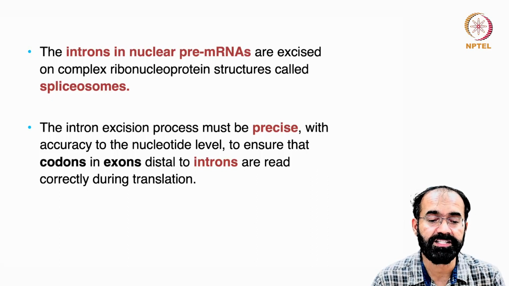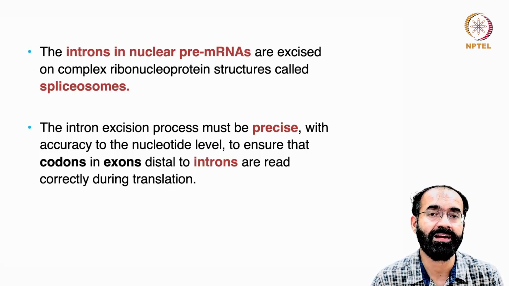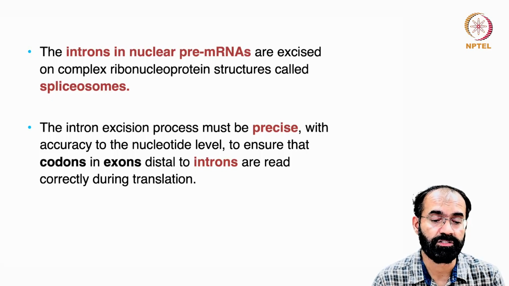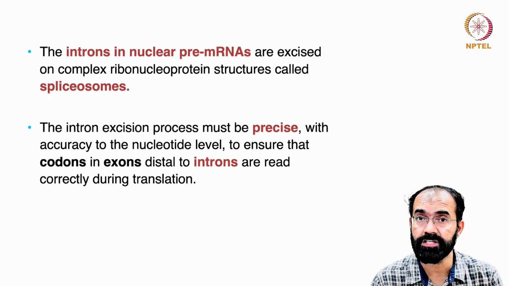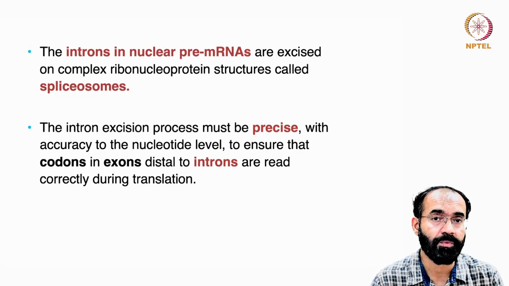So the intron excision process must be precise with accuracy to the single nucleotide level. You cannot have more accuracy than a single nucleotide. You cannot go to a half nucleotide level, because the maximum precision you can have is at the single nucleotide level. This is to ensure that the codons in the exons distal to introns are intact. If you have an intron, upstream you have got an exon, downstream you have got an exon. Many a times one codon may span between these two exons. 2 bases from exon 1 are now fused to a single base from exon 2.